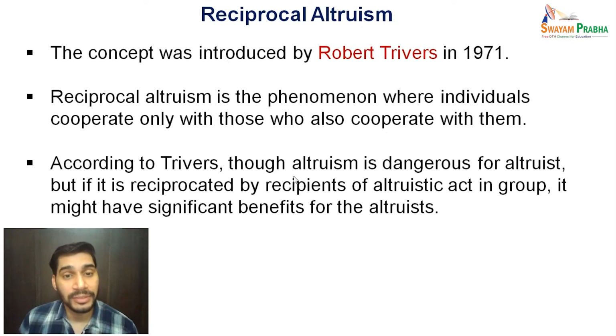According to Trivers, though altruism is dangerous for the altruist, if it is reciprocated by the recipients of the altruistic act in the group, it might have significant benefits for the altruist. So in one incidence, this altruistic behavior might appear negative for the altruist, but if the altruist knows that I'm also going to be benefited by other members in the future, that means I'm also going to be reciprocated by the other group members. It leads to a significant positive effect.